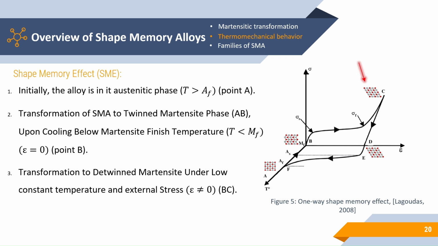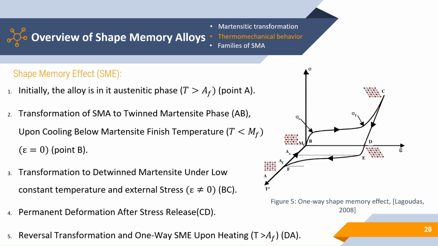After the application of an external force at low constant temperature, the material transforms into detwinned martensite. The macroscopic shape changes, and the deformation is no longer equal to 0. After the stress is released, a permanent deformation is observed, and the martensite remains oriented. Finally, when heating at a temperature above austenite finish, the material returns to its original shape in the austenitic phase.